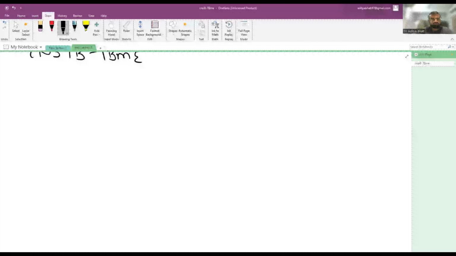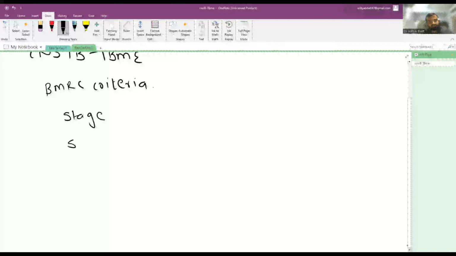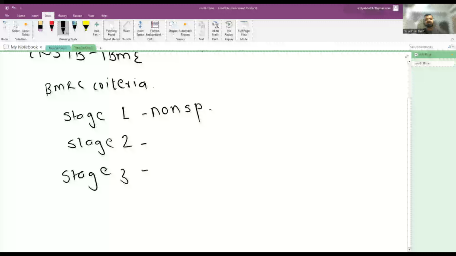So actually we use the BMRC criteria, British Medical Research Council criteria, for the staging of TB meningitis. It is divided into 3 stages: stage 1, stage 2, and stage 3. This is just in brief. I am not going into the detail, but stage 1 has non-specific clinical features like weight loss, myalgia, weakness. Then stage 2 has the meningeal features, where the features of meningitis are positive.